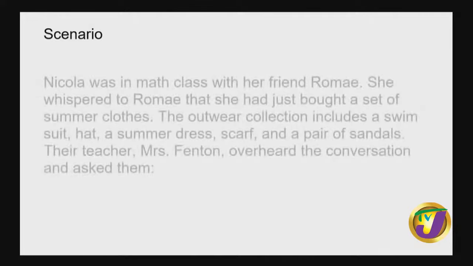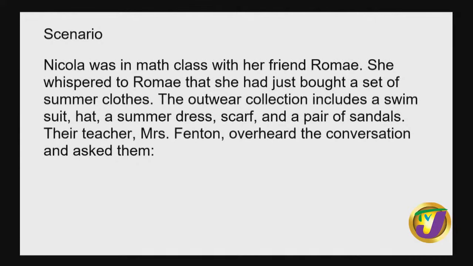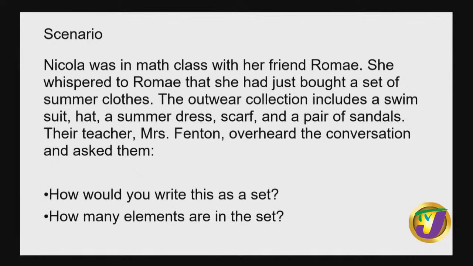So let's take a look at this scenario. Nicola was in math class with her friend Romée. She whispered to Romée that she had just bought a set of summer clothes. The outwear collection includes a swimsuit, hat, a summer dress, scarf, and a pair of sandals. Their teacher, Mrs. Fenton, overheard the conversation and asked them: one, how would you write this as a set? And two, how many elements are in the set?